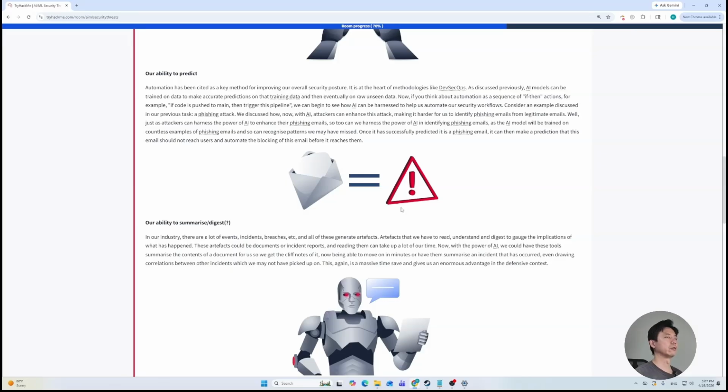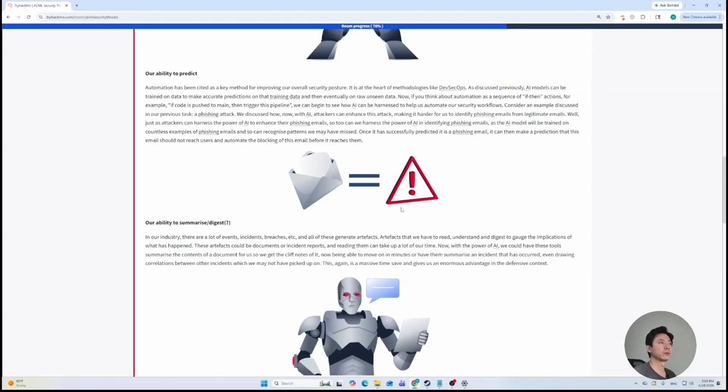us automate security workflows. Consider an example discussed in our previous task, a phishing attack. We discussed how, with AI, attackers can enhance this attack, making it harder for us to identify phishing emails from legitimate emails. Just as attackers can harness the power of AI and enhance their phishing emails, so too can we harness the power of AI in identifying phishing emails, as the AI model will be trained on countless examples of phishing emails, and so can recognize the patterns we may have missed.